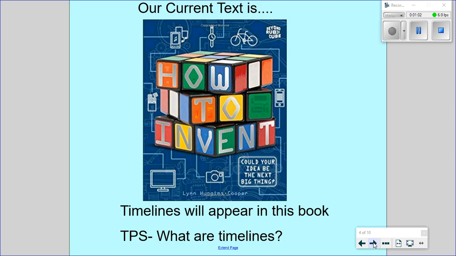So our current text is How to Invent by Lynn Huggins Cooper. And in this book, we're going to be having timelines. So the pages that we're focusing on today, the inventions that we'll be looking at, there'll be timelines. Can you remember what a timeline is? Can you make links to our history of the Stone Age through to the Romans? And does that help you remember what a timeline is?